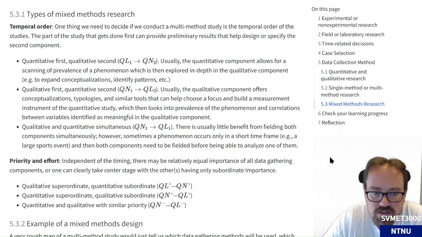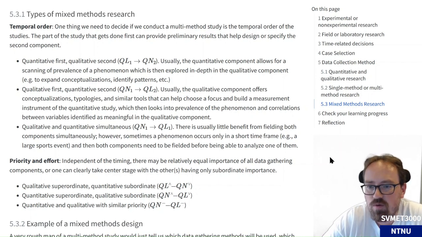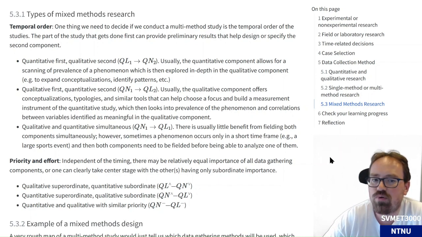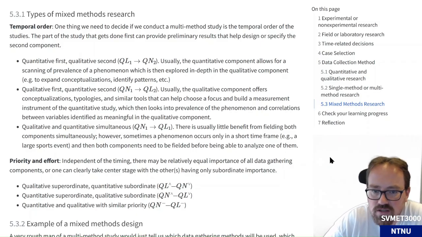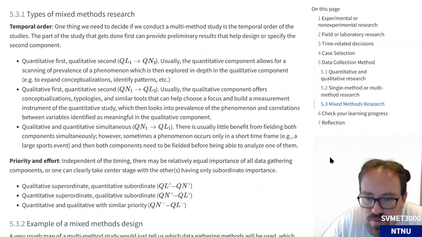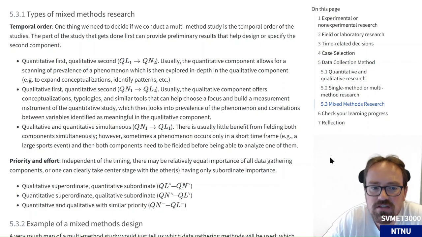So if we have quantitative first and qualitative second, usually the quantitative component is used to scan how prevalent a certain phenomenon is, and then explore the meaning or the subjective experience or the everyday practices of that so-and-so prevalent phenomenon in a qualitative component. And that may allow us to expand conceptualizations and identify patterns and so on.